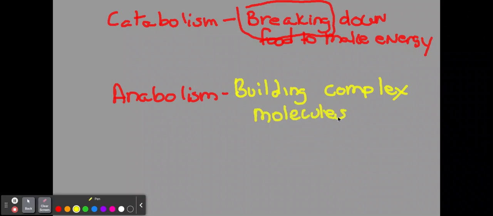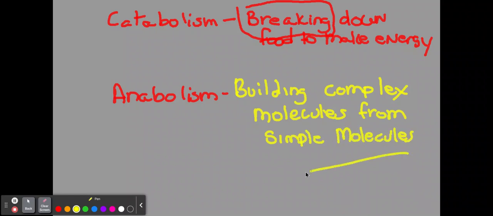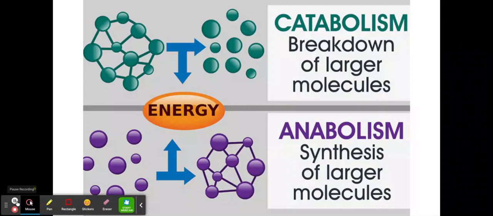And again, this is part of metabolism also. You're building complex molecules from simple molecules. So again, the key here is building. You're breaking with catabolism and building with anabolism. And here's another picture of it. You see on the top catabolism, breaking down, and anabolism, building. With anabolism, though, you do need energy for that to happen.